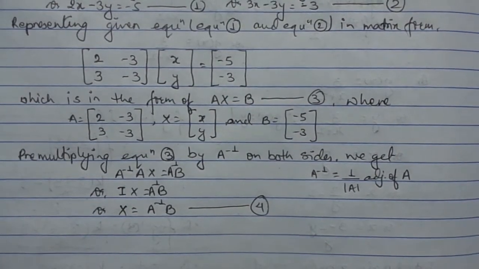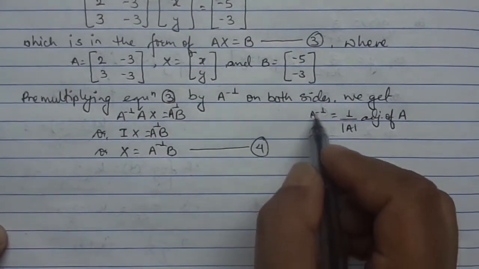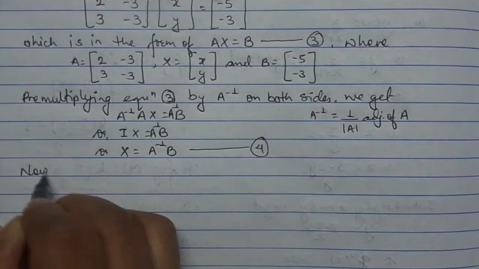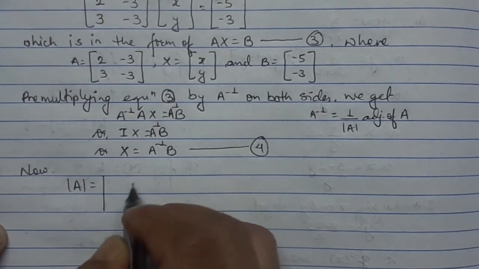Now we are going to find, not A inverse, first the determinant. Determinant of A, we will use this two bar sign.